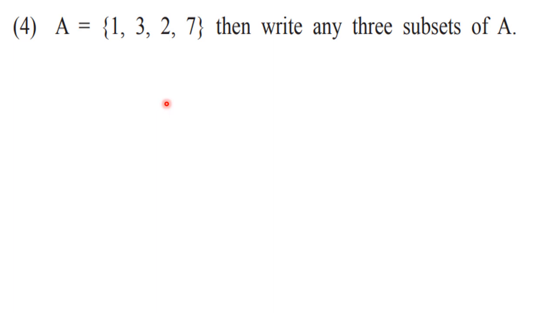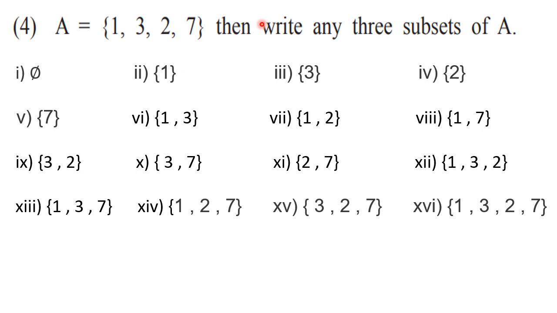I have written all the 16 subsets for you. You can check it and you can write any 3. Okay, but to understand it better, I will advise that you write all the 16 sets. See how they are written. We have started with null set. Null set is a subset of every set. Then we wrote 4 singleton sets. Okay. See, first is element 1, then element 3, then element 2, and then element 7.